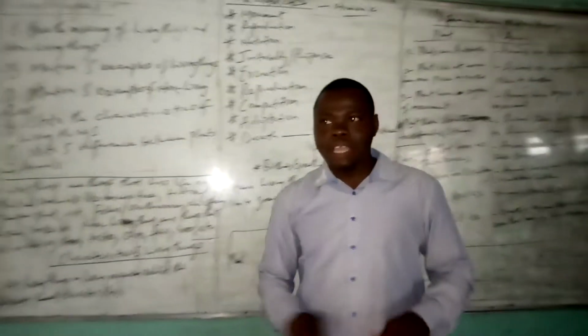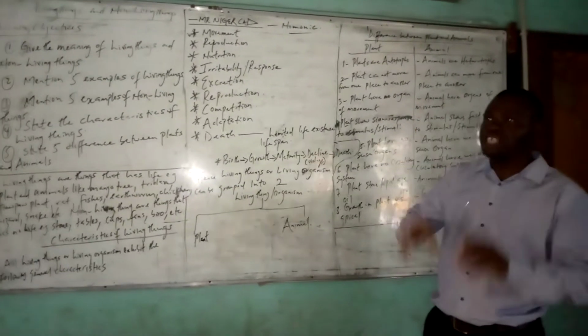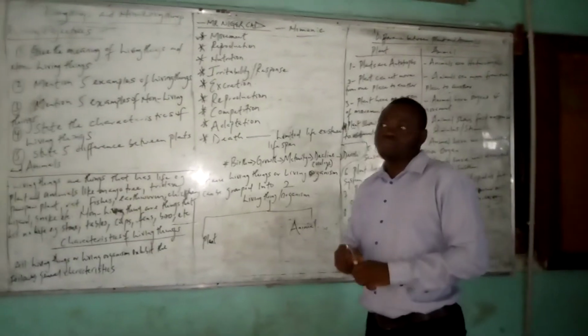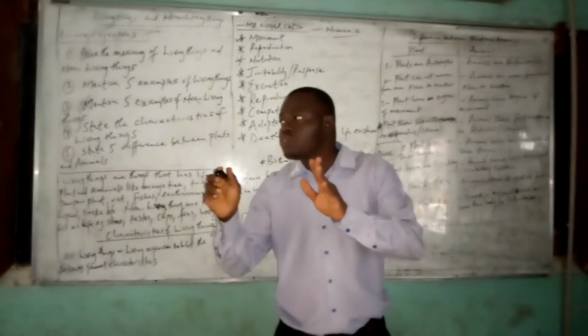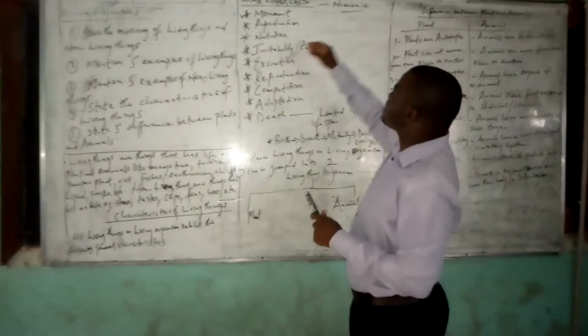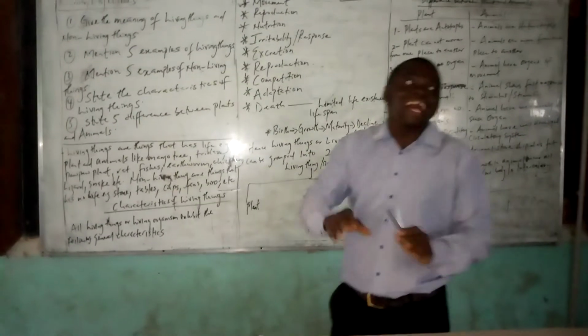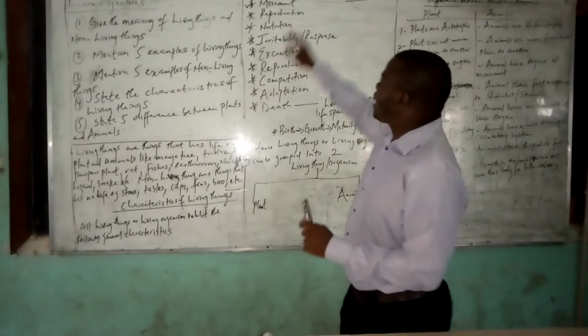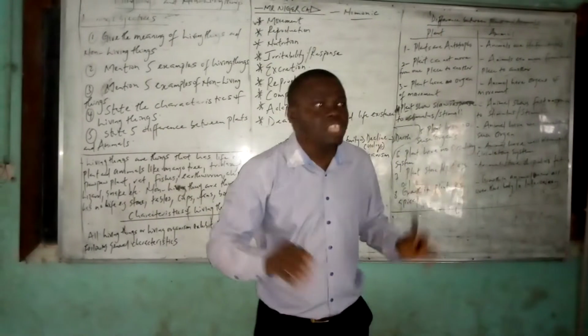Now, what is movement? Movement refers to the ability of living organisms to move from one place to another. All living organisms must be able to move from one place to another. Animals have organs for movement, while plants don't have organs for movement, and they cannot move from one place to another.